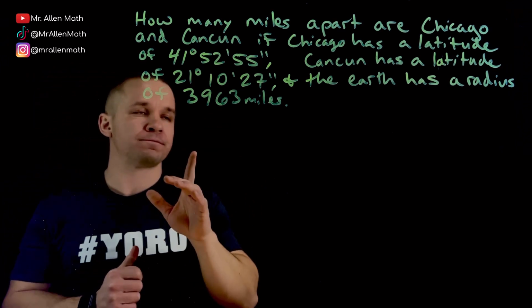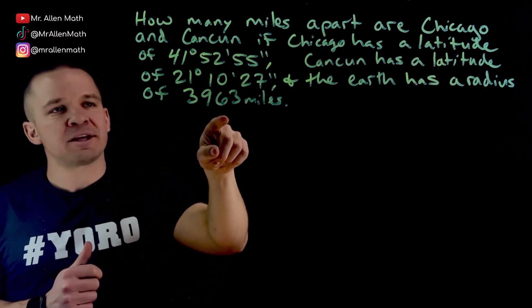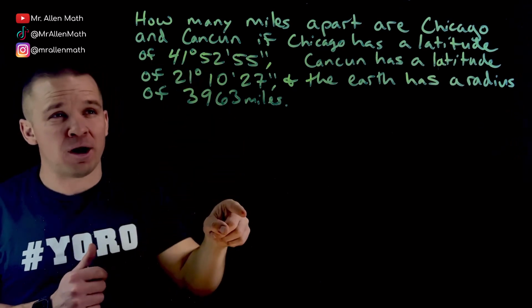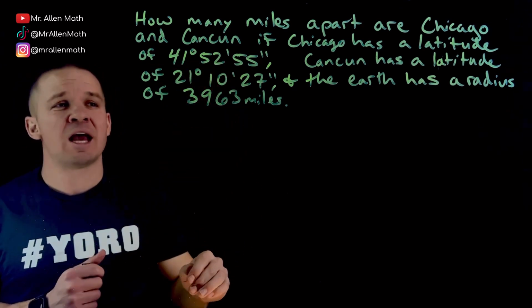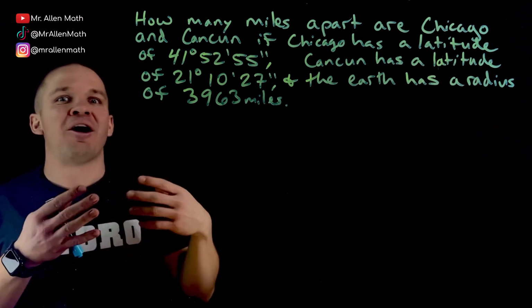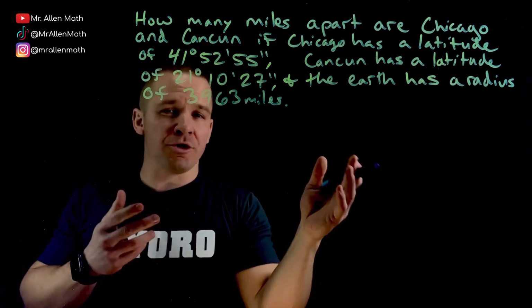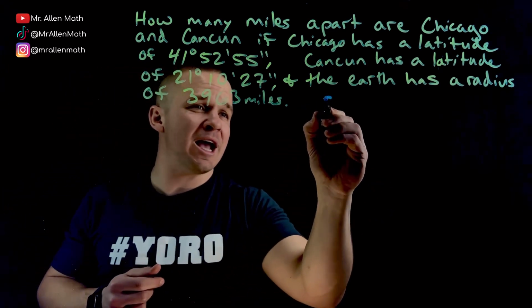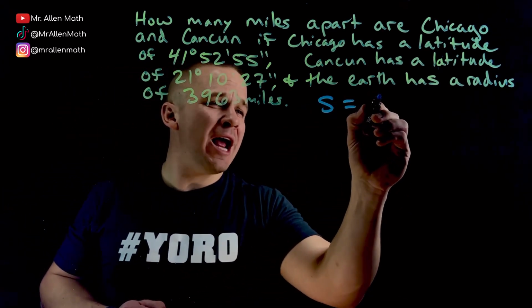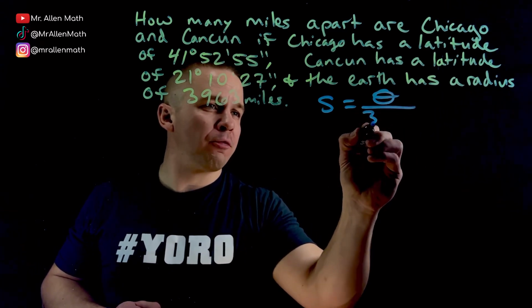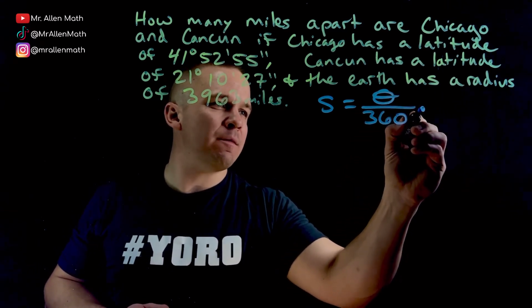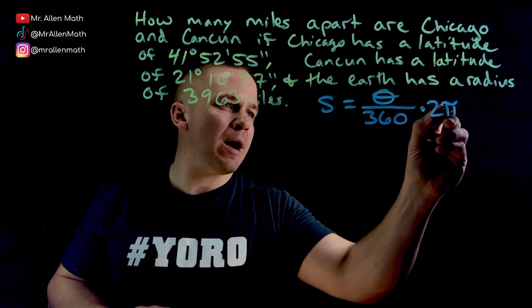Perhaps I can figure out the degree of how far apart they are because I just have their two individual ones, and then I can plug that into my arc length formula. So let's think about our arc length formula in degrees here. You could write it as a proportion, or you could say S is equal to our angle theta over 360 times my circumference, 2 pi r.